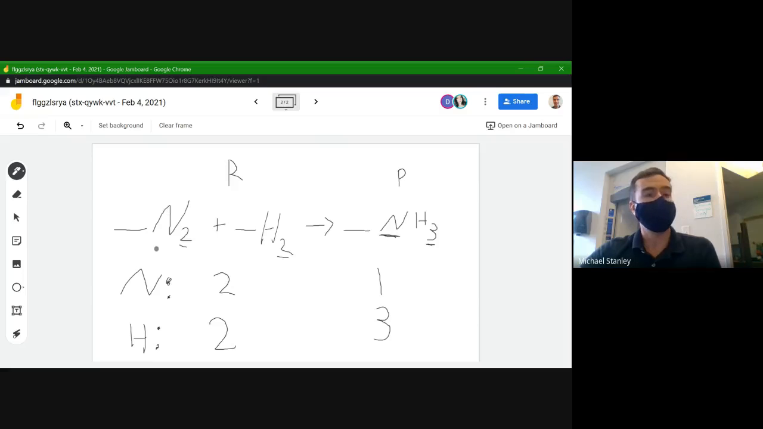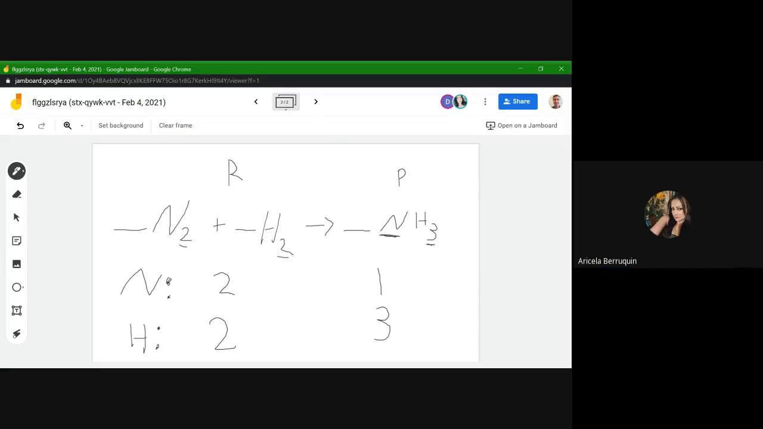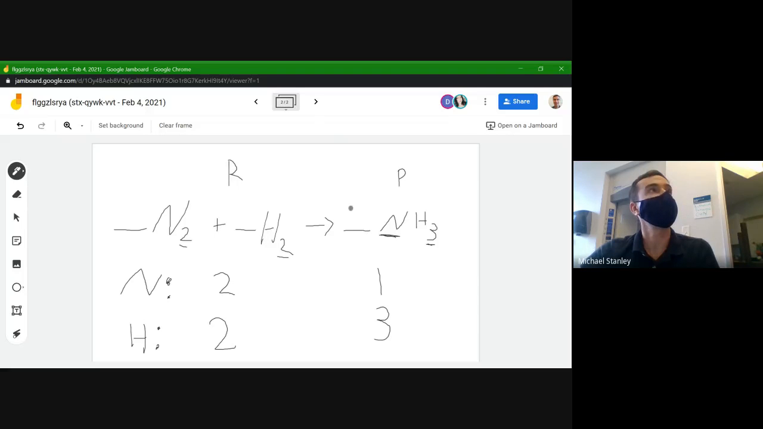So we have 2 N's on the reactant side and 1 on the product side. Obviously we can't do anything about the 2 over here. This is a subscript and we're not allowed to touch those. So we have to do something over on the product side in order to make the N's balance. So what can we put in front of NH3 to make these N's balanced? A 2, precisely.